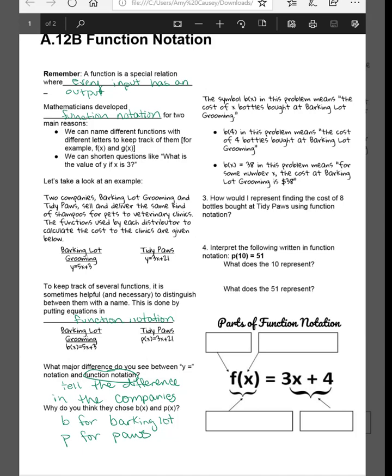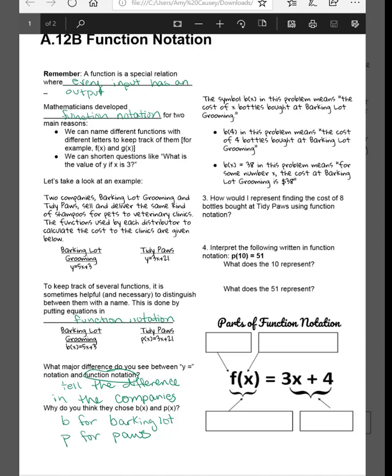The symbol b of x in this problem means the cost of x bottles bought at Barking Lot Grooming. b of 4 in this problem means the cost of 4 bottles bought at Barking Lot Grooming. b of x equals 38 in this problem means for some number of x, or some amount of bottles, the cost at Barking Lot Grooming is $38.